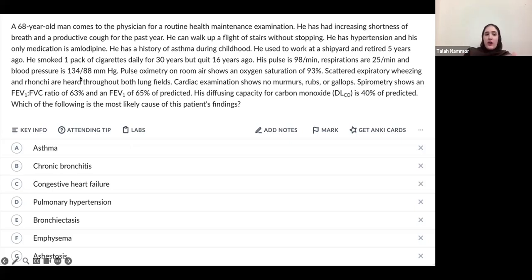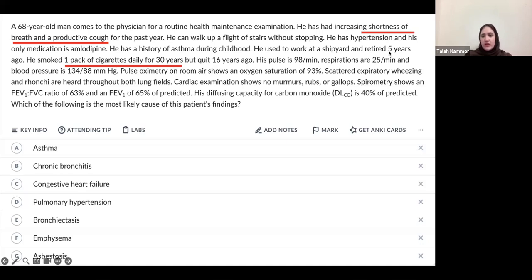A 68-year-old man comes to the physician for a routine health maintenance examination. He has increasing shortness of breath and a productive cough for the past year. So we have shortness of breath and a productive cough. He can walk up a flight of stairs without stopping. He has hypertension and his only medication is amlodipine. He has a history of asthma during childhood. He used to work in a shipyard and retired 5 years ago. He smoked 1 pack of cigarettes daily for 30 years, but he quit 16 years ago.